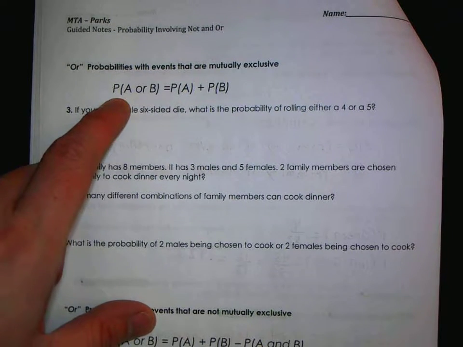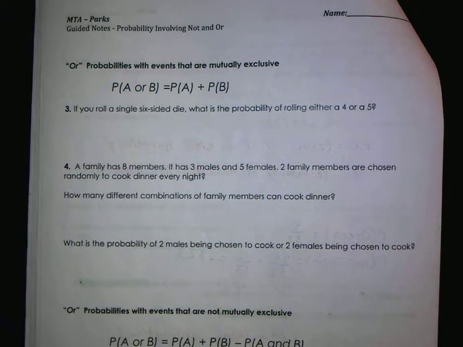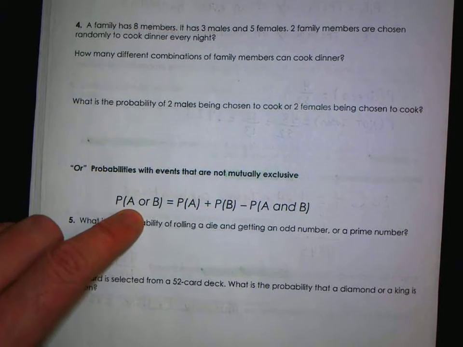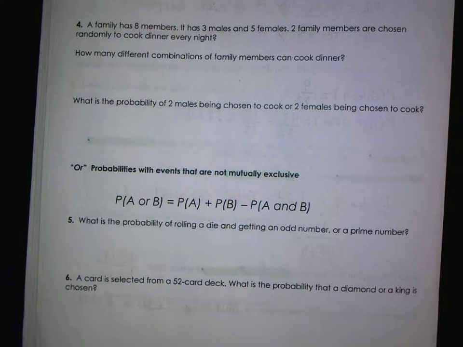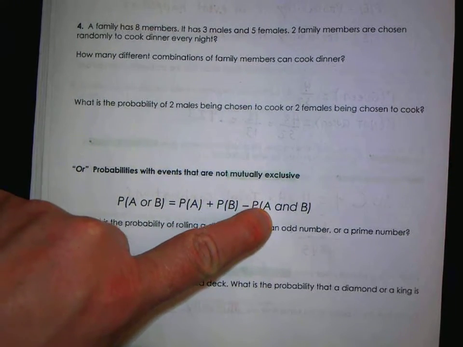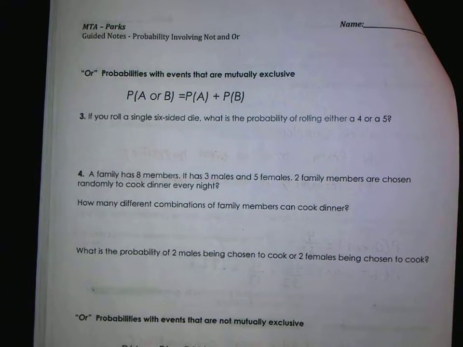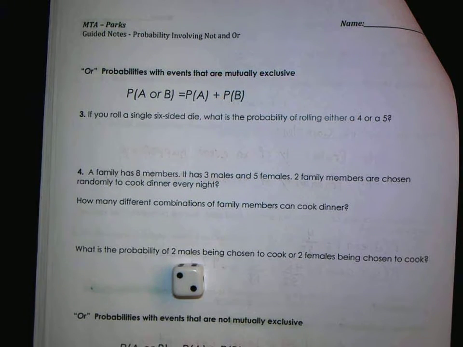So the probability of A or B, you just add the probabilities, if they're mutually exclusive, if one has nothing to do with the other. But if they're not mutually exclusive, where one does have an effect on another, then you add them, but then you subtract off anything that is the same, or that could happen in both scenarios. For example, if you roll a single die, what's the probability of rolling either a 4 or 5?